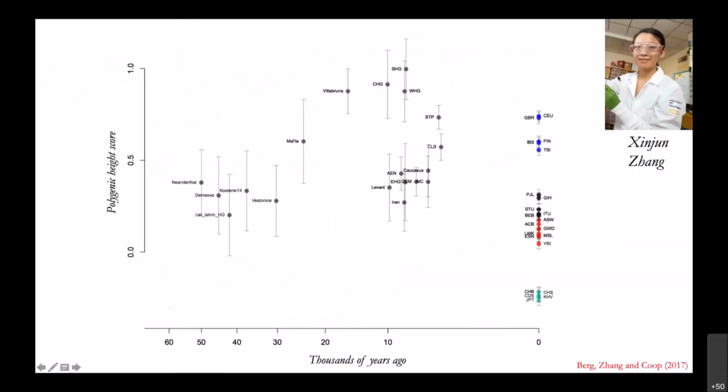So here is an analysis done by Xinjun Zhang, who was a fellow PhD student at UC Davis when I was there, showing polygenic scores for height using these same effect sizes computed from this GIANT consortium meta-analysis. And these are computed in ancient individuals, which are the gray dots you're seeing here, as well as in present-day 1000 Genomes individuals, which is what you're seeing stacked up on the right here.